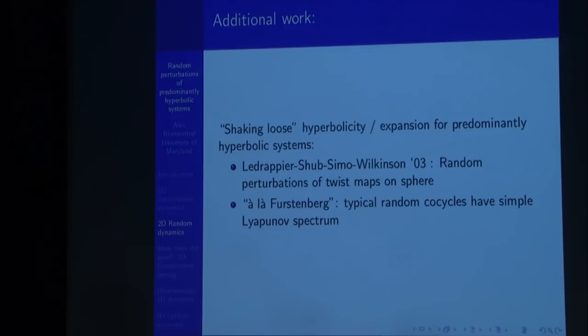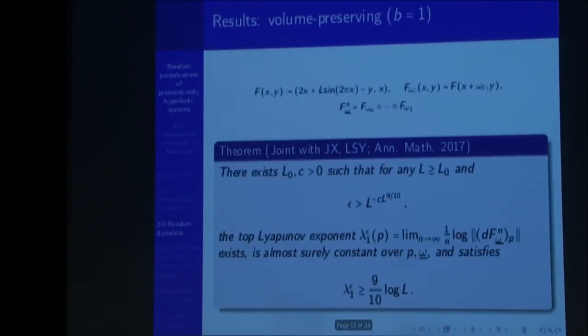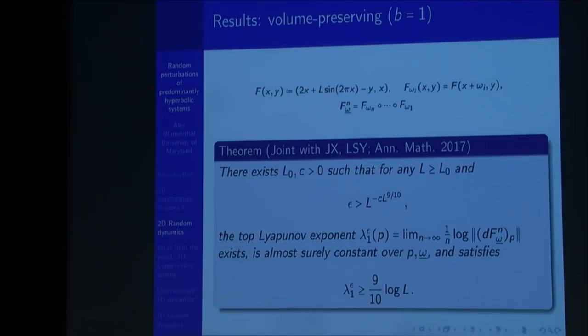Yes? Sorry, can I ask you something about the previous theorem? Which theorem? I didn't want to talk about this yet. No, not this one, the one before. Yes. So maybe I missed something, but is this estimate sharp in some sense? I mean, what happens before these thresholds, when epsilon is small?